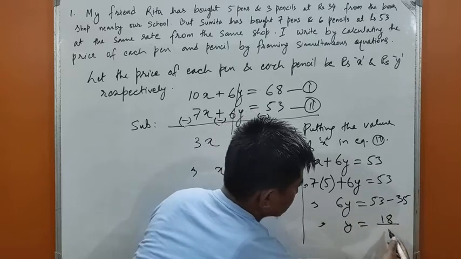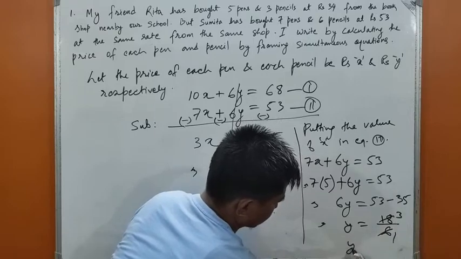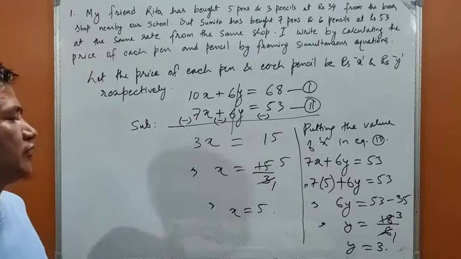This 6 comes down in the denominator by cross multiplication. 6 1s are 6, 6 3s are 18. Or y is equal to 3. We got the value of y is 3 and the value of x is 5.